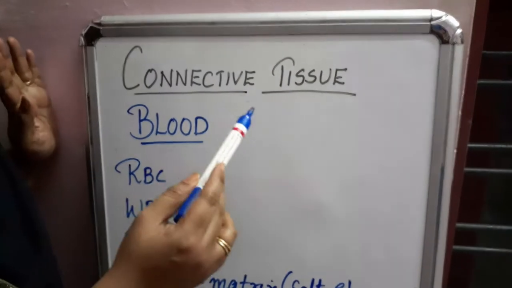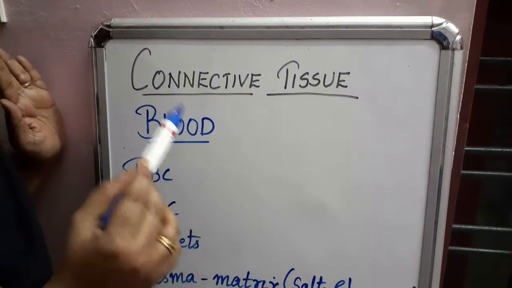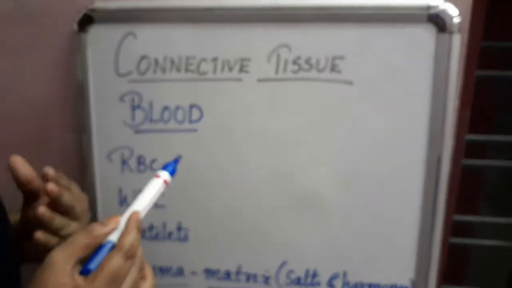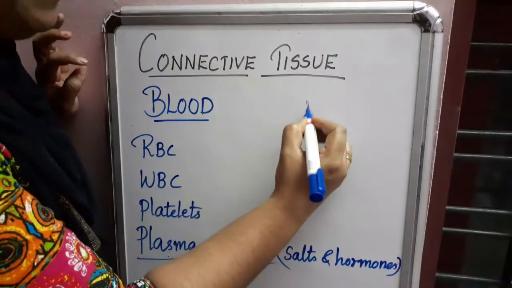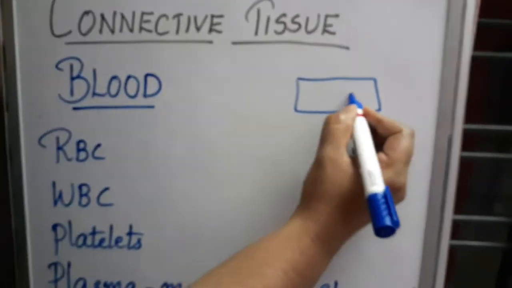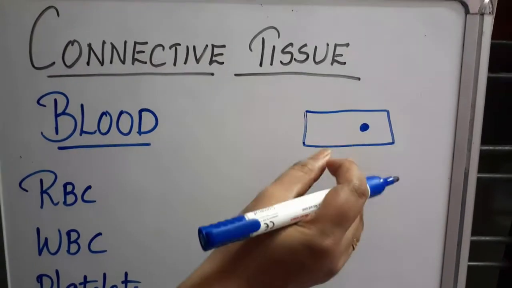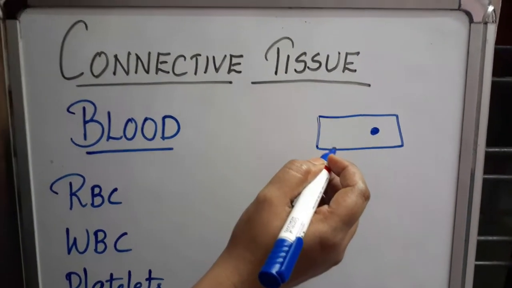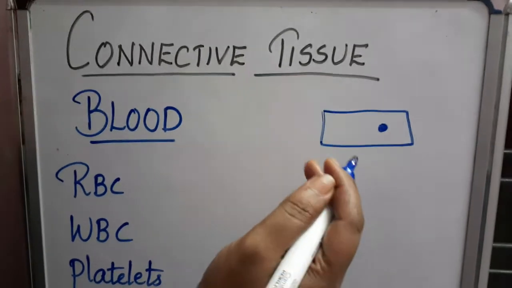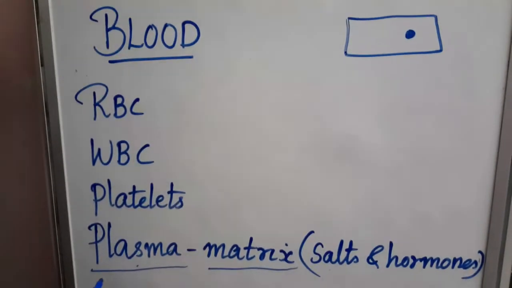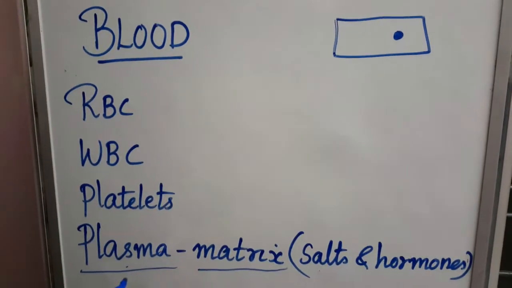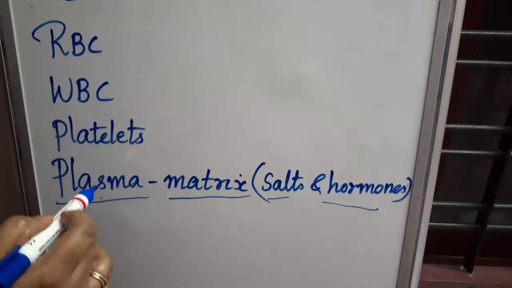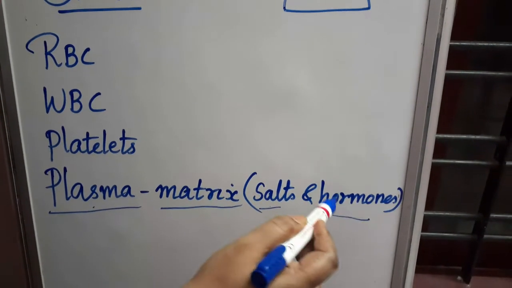One example of connective tissue is blood. When you see blood, it is red in color, but we cannot see what cells are present inside it. So for that, we take one drop of blood and keep it on a slide, and looking under the microscope, we can see the cells present inside the blood. The fluid content in the blood is known as the plasma. That is the matrix. The matrix in the blood is the plasma, which contains salts and hormones.